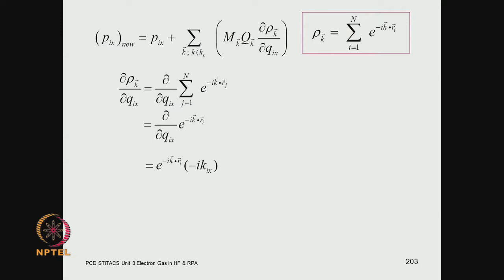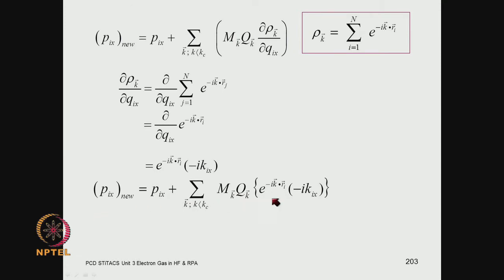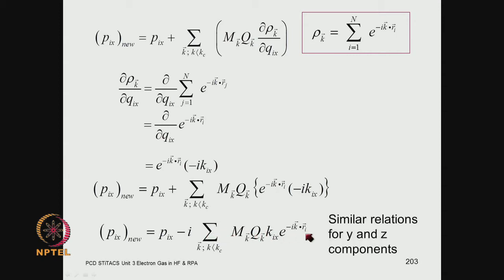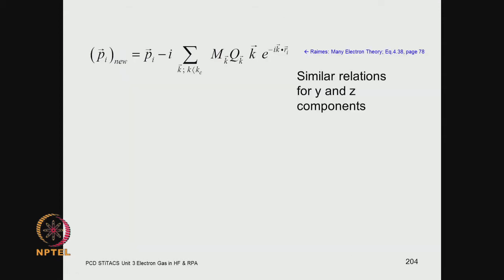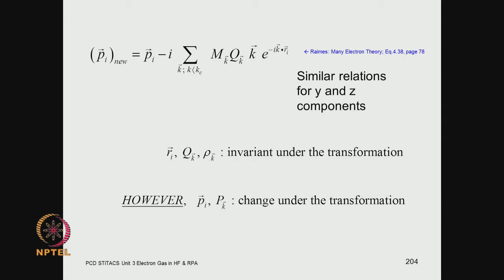because a dot b is like a_x b_x plus a_y b_y plus a_z b_z. So, only the x component will come in over here. This is the result for the x component of the momentum operator. I have only brought this minus i over here, the k_x is sitting here, and all these terms have been written. Similar relations will hold for the y and z components, right.